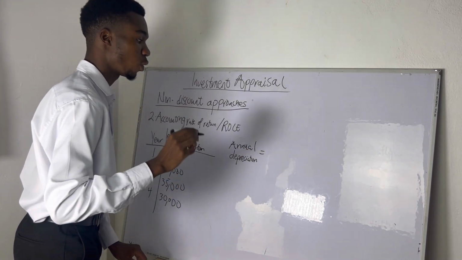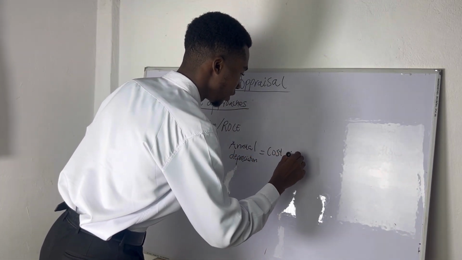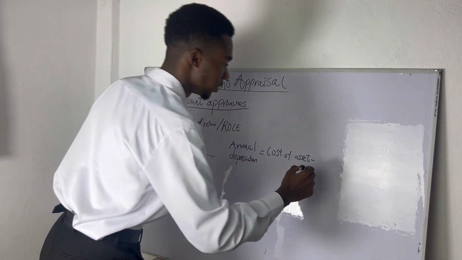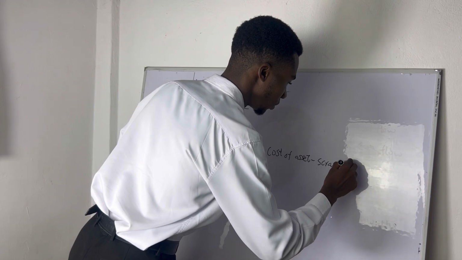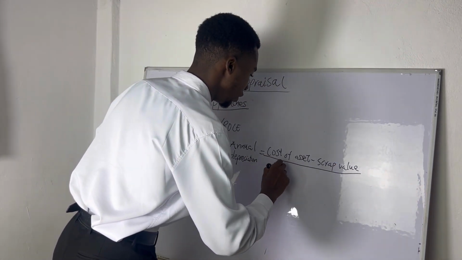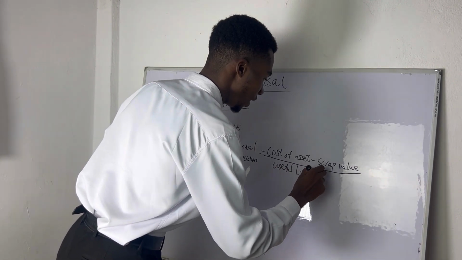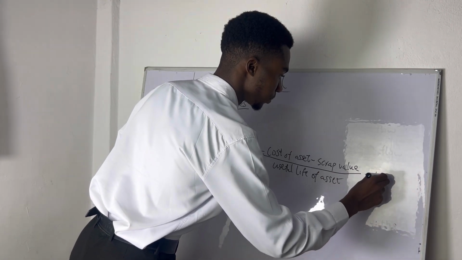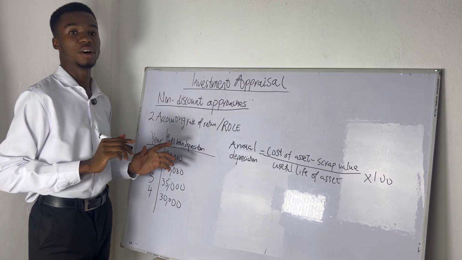the formula is the cost of the assets. So please take note of the formulas. The cost of the assets minus the scrap value or the residual value, over the useful life of the assets, times 100. So anytime you get a question like this, you first calculate the annual depreciation.